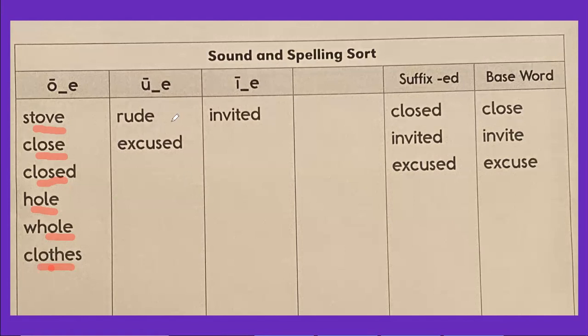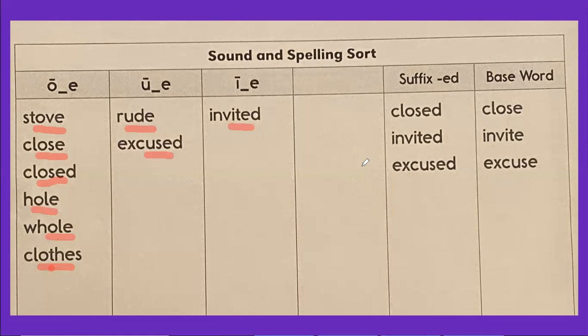The next magic E pattern is U, consonant, E. So we put rude, and then you should have excused. The next magic E pattern is with a long I, consonant, silent E at the end. Invited, invited. Right there.